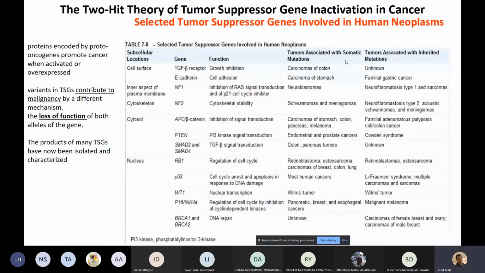The variants could be somatic or inherited. For instance, RB1 is associated with retinoblastoma, and neurofibromatosis is driven by NF2. NF1 drives neurofibromatosis type 1. BRCA1 and 2 are susceptibility genes, or risk genes, call it whatever you want, for breast and ovarian cancer.